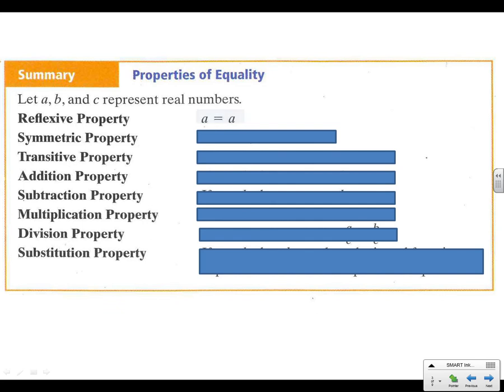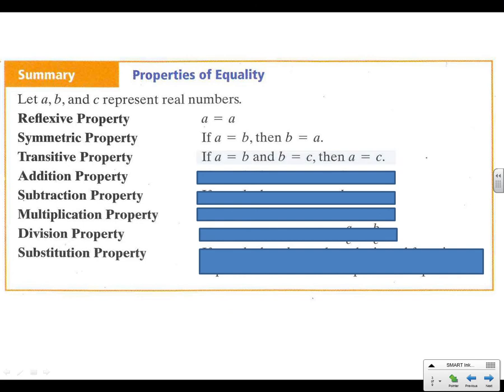Reflexive. Reflexive is like a mirror. You look in the mirror, you see the exact same thing. A equals A. Symmetric. So this is the same as, pause for a second, what property that we've talked about is this like? If you said commutative, nice job. Commutative and symmetric, same thing here.